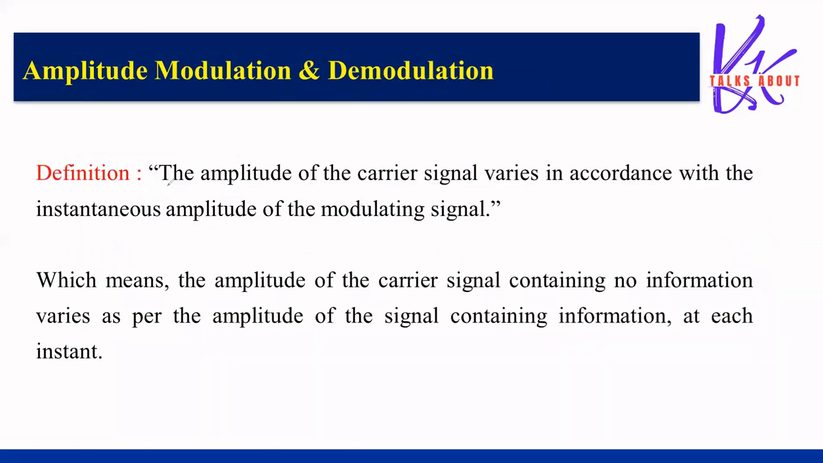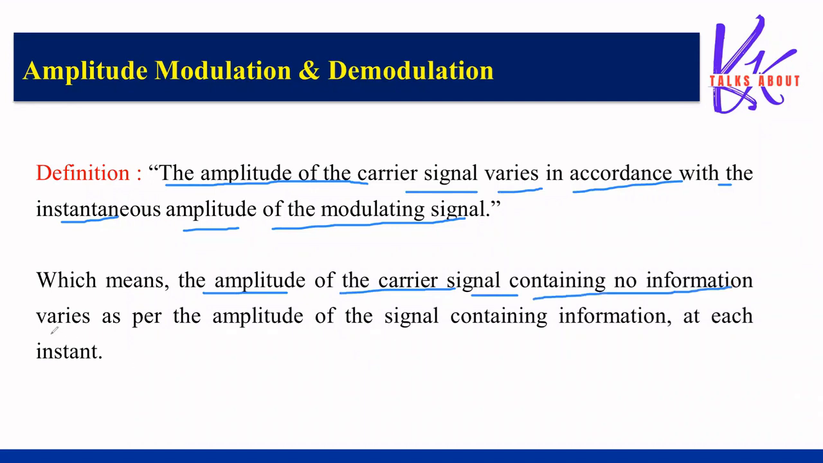Amplitude modulation is defined as the amplitude of the carrier signal varying in accordance with the instantaneous amplitude of the modulating signal. That means the amplitude of the carrier signal containing no information varies as per the amplitude of the signal containing the information at each instance. So your carrier, which is not having any information, is varied in accordance with the information signal.